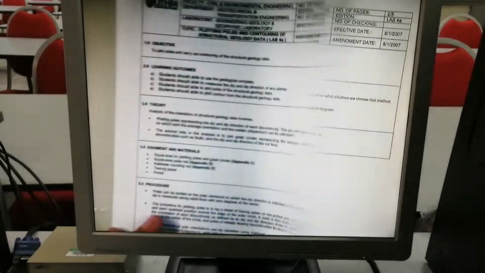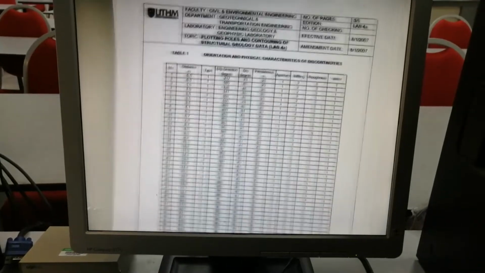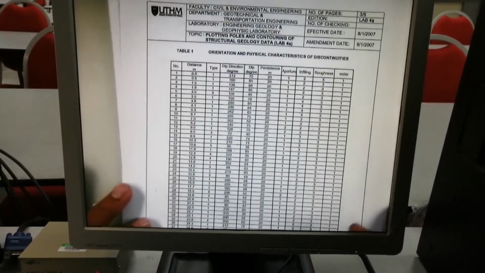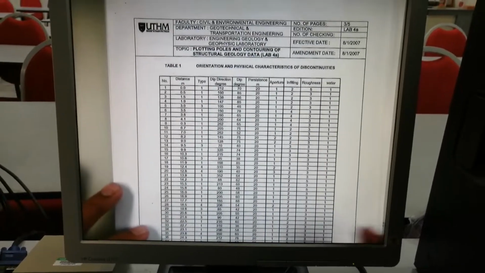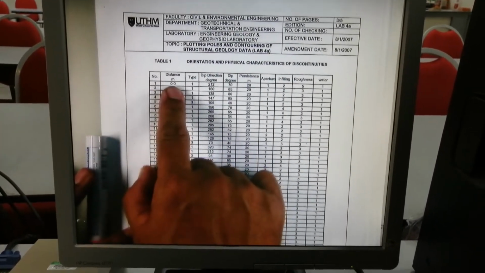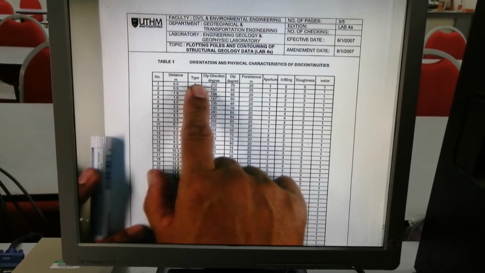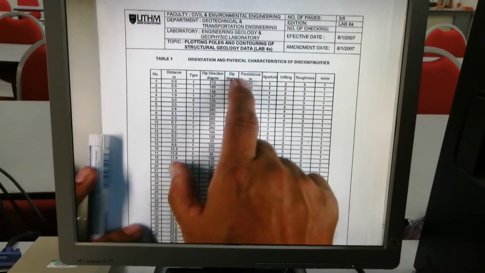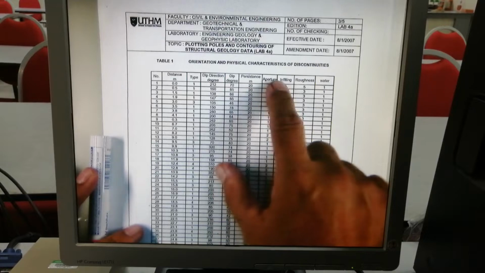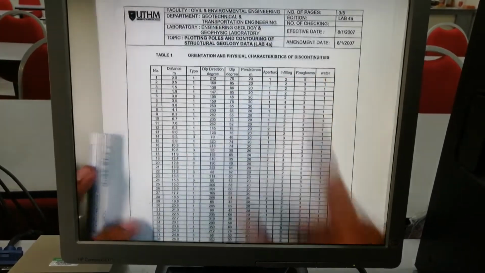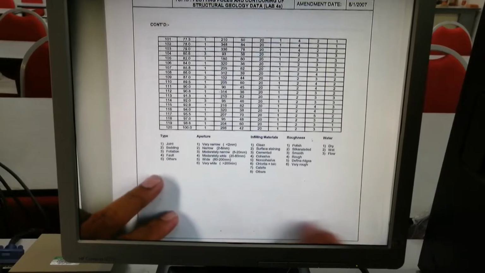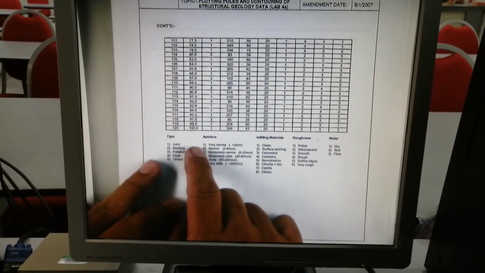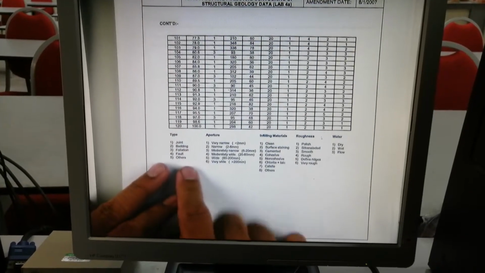Okay, in this lab 4, you are given 120 data of this discontinuity set. The information of this discontinuity consists of number, distance, type, dip direction in degrees, dip angle in degrees, persistence in meters, aperture, infilling, roughness, and water. Type refers to the legend here, on the last pages. This type consists of joint, bedding, fault, foliation, and others.